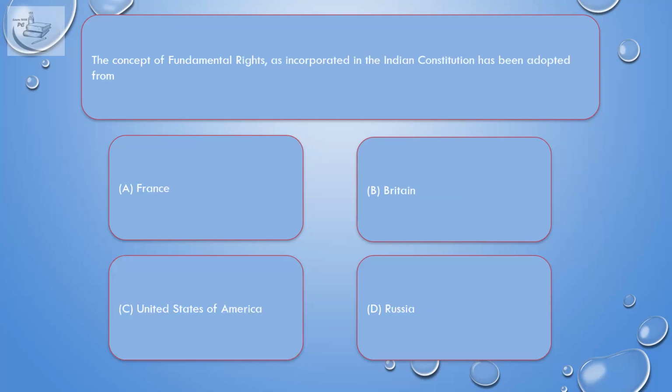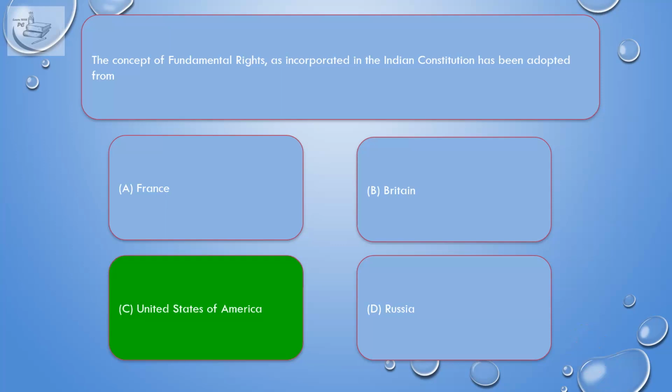Question: the concept of fundamental rights, as incorporated in the Indian Constitution, has been adopted from A. France, B. Britain, C. United States of America, D. Russia. Correct answer is C. United States of America.